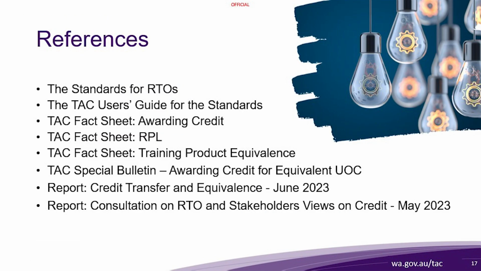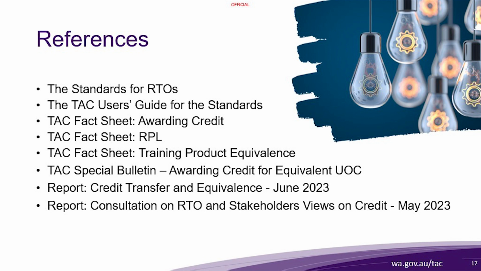So we have references that you need to be able to go to. Of course, the standards for RTOs provides an overall umbrella description of what is required. And the integrity of the training products is very much part of all of the components of those standards. There is a TAC user's guide to the standards, which you can use to particularly look, for example, at clause 3.5, which relates to credit transfer. There is a TAC fact sheet awarding credit, and there is a TAC fact sheet on RPL, and there is a TAC fact sheet on training product equivalence.